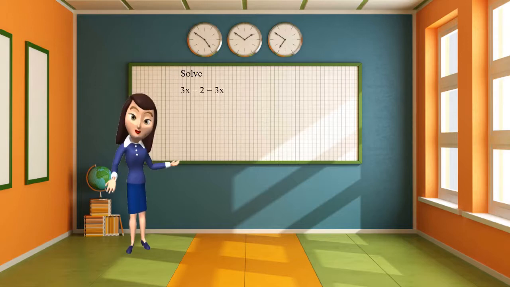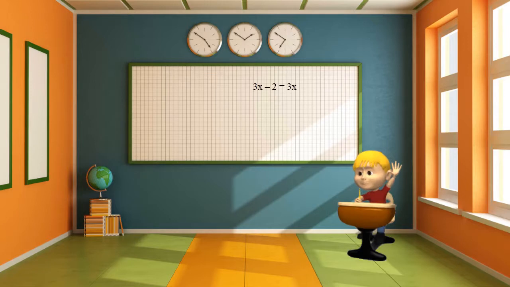Solve it on the board. 3x minus 2 equals 3x. 3x minus 3x equals 2.